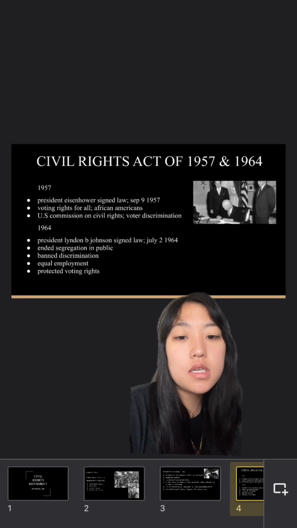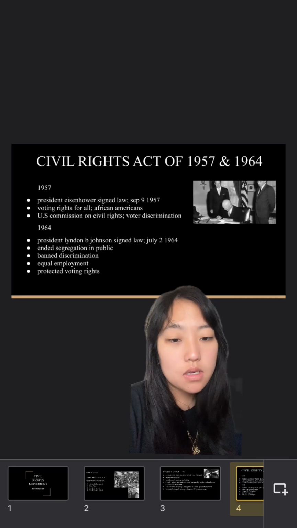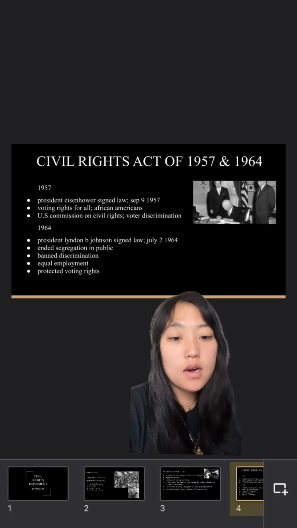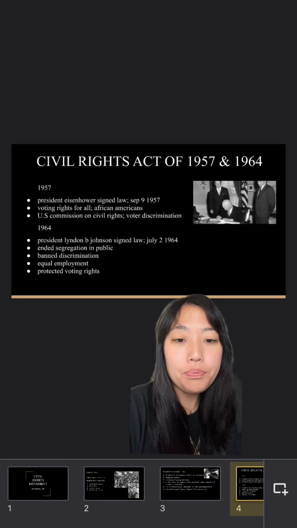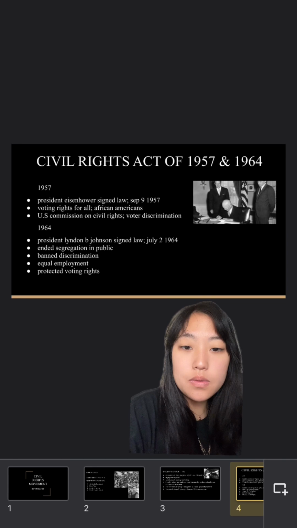And then there was a U.S. Commission on Civil Rights in place so that anybody who tried to get in the way of fair voting was prosecuted or faced consequences.